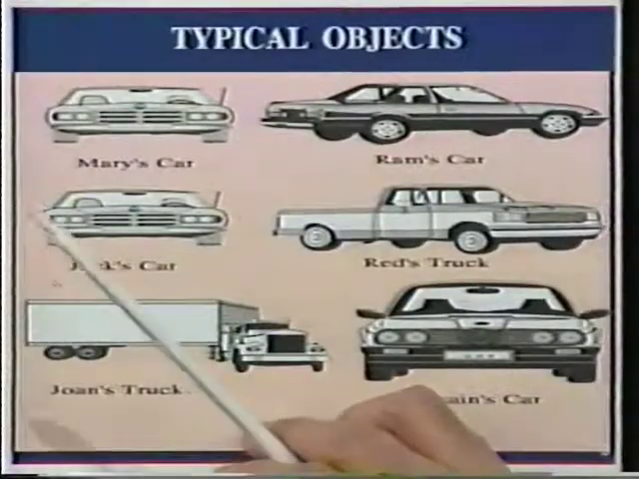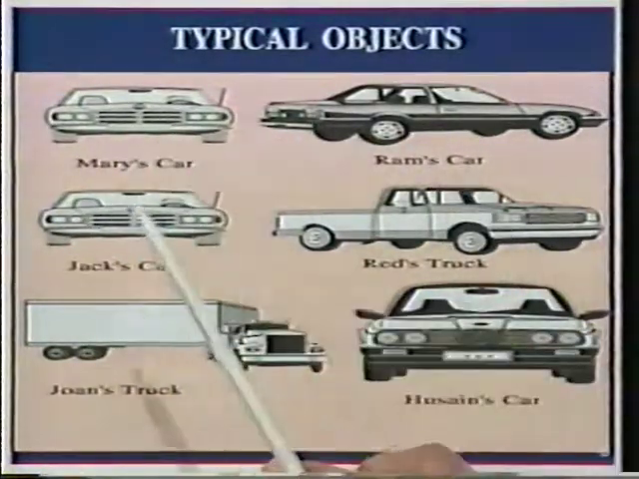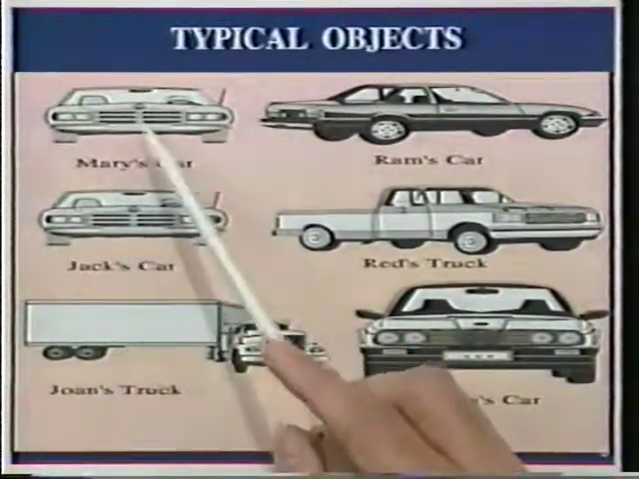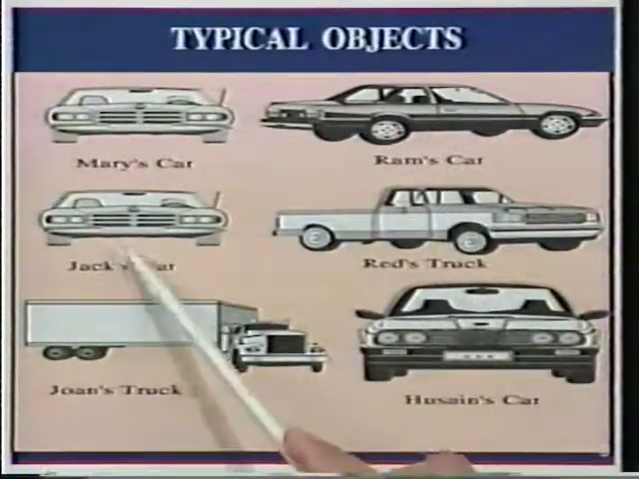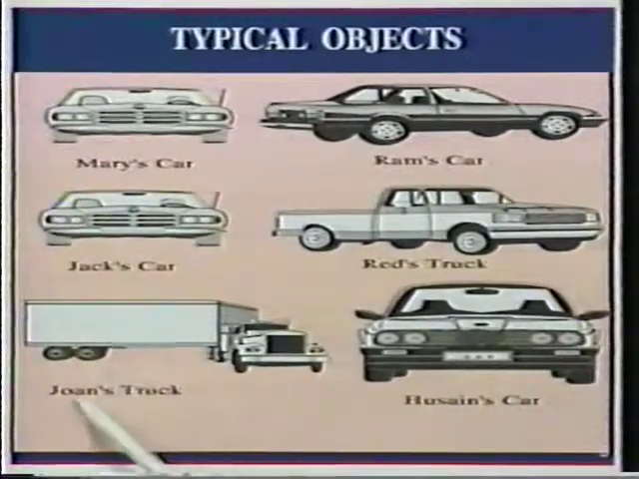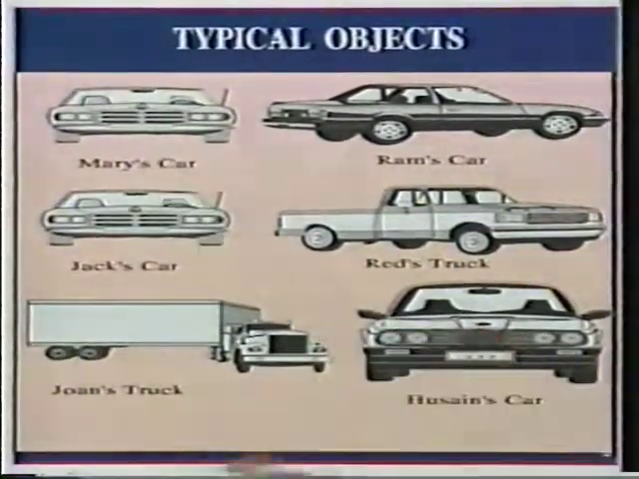So, let us look at some typical objects. Here are some typical objects that I am going to use to illustrate the concepts of object-oriented programming. The first object here is Mary's car. It is a unique object. Then we have Ram's car, we have Jack's car, we have Red's truck, we have John's truck, and we have Hussein's truck. Let us have a closer look at Mary's car.